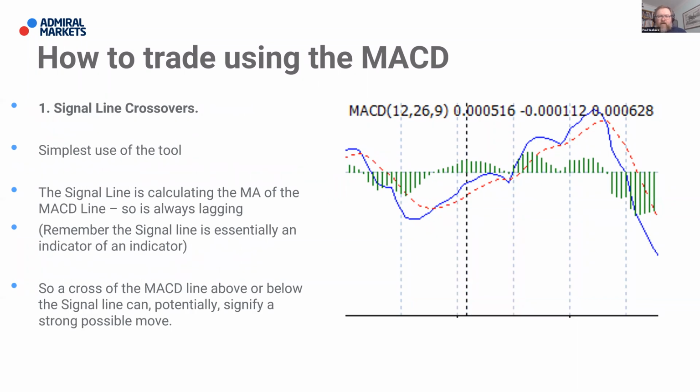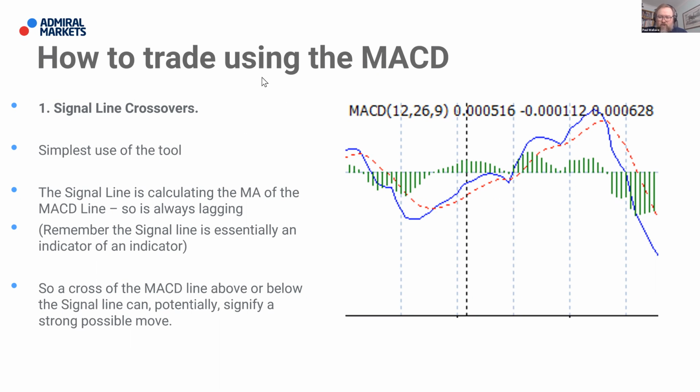So how do we use it? How do we use it to trade using the MACD? Well, the first simple one is when we see signal line crossovers. That's the simplest use of the MACD tool. The signal line is calculating the moving average of the MACD line, so it is always lagging.